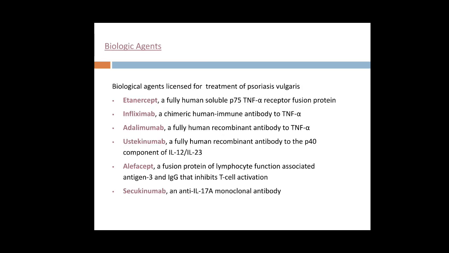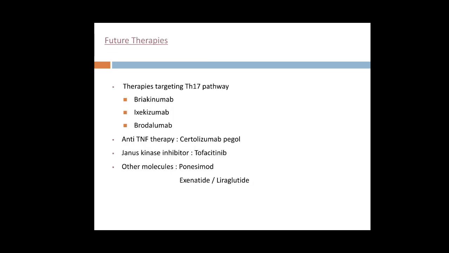Among them, the agents we use right now are anti-TNF alpha inhibitors, and interleukin 12 and 23 inhibitors can also be used, and secukinumab, an anti-IL-17A monoclonal antibody inhibitor. Now they have started new therapies targeting the Th17 pathway. The Th17 pathway is basically targeting the CD4 cells, so that no cytokines or interleukins are released which help in proliferation of the skin.